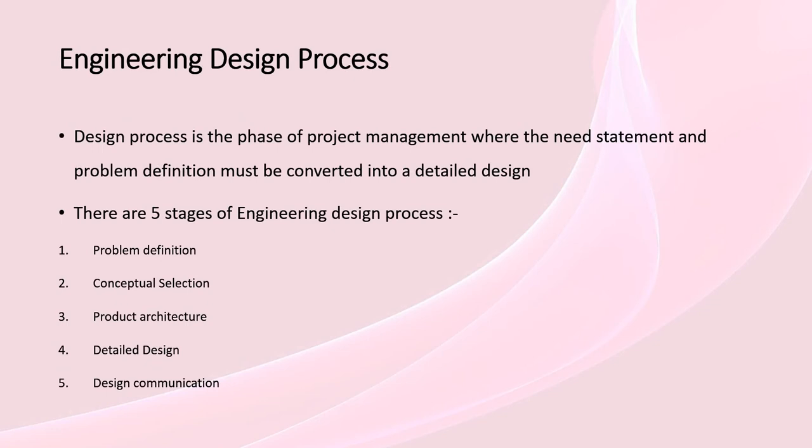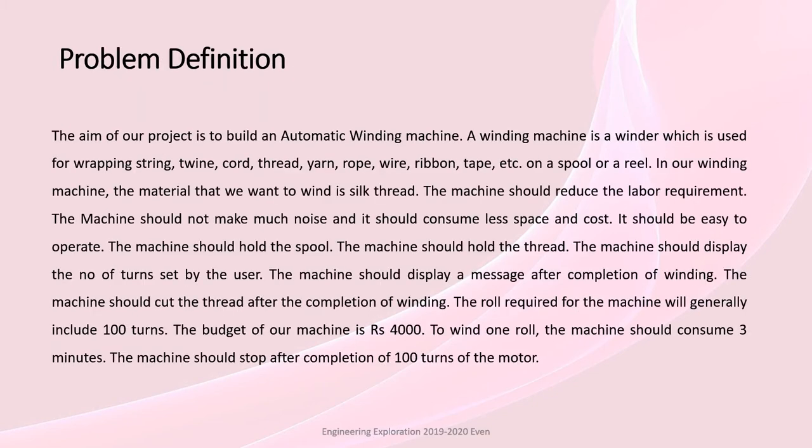So next we have the engineering design process. Design process is the phase of project management where the need statement and problem definition must be converted into a detailed design. There are 5 stages of engineering design: problem definition, concept selection, product architecture, detailed design and design communication. So this is a slide which tells us about the problem definition.